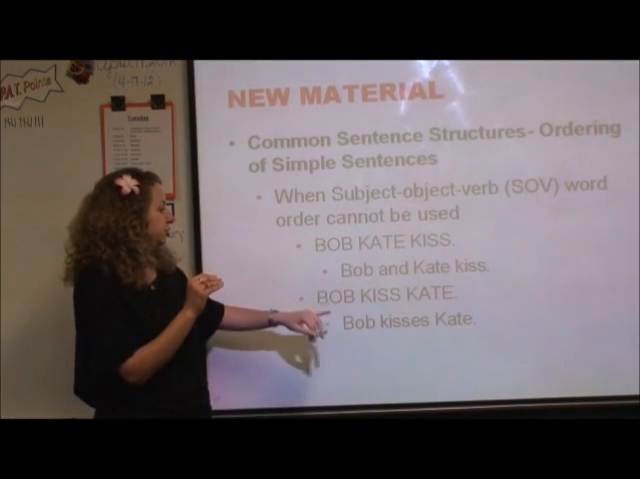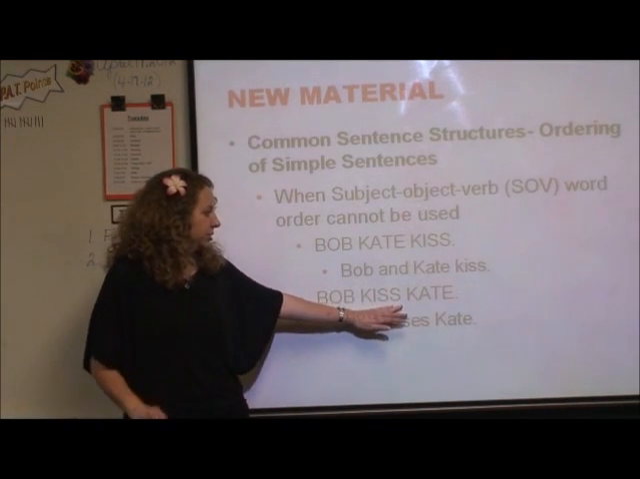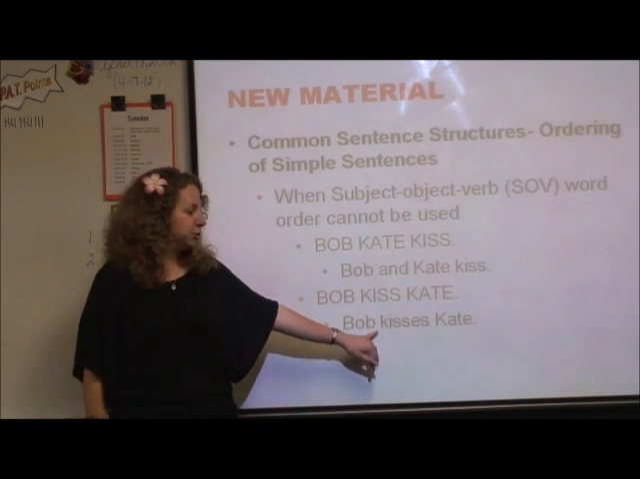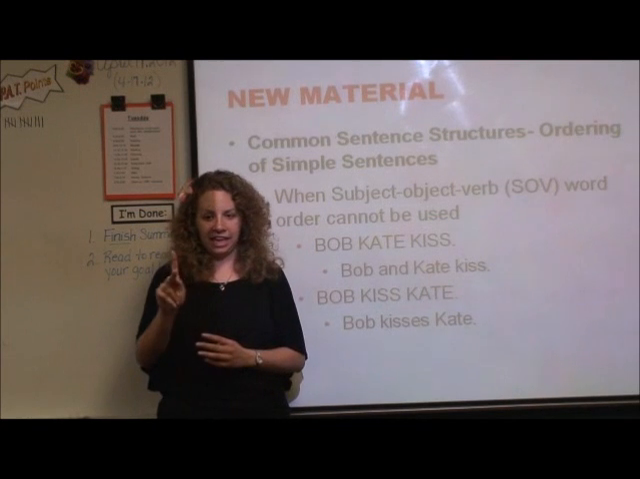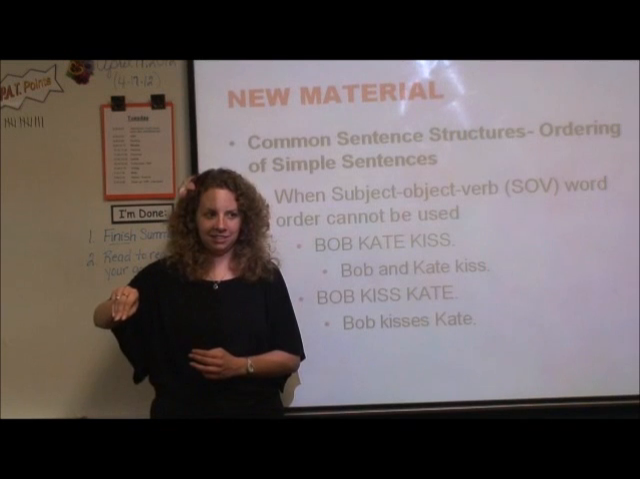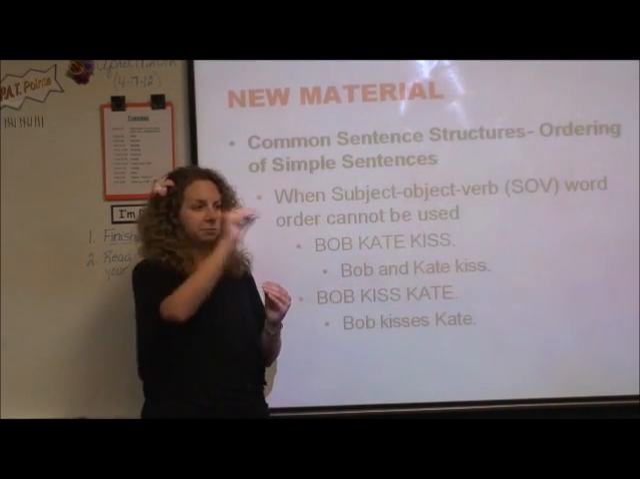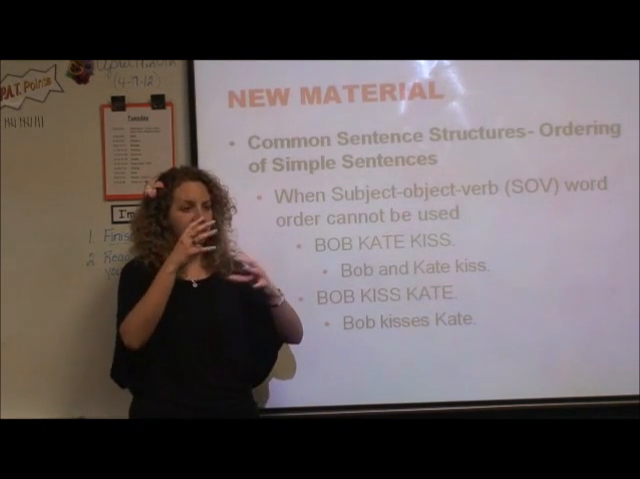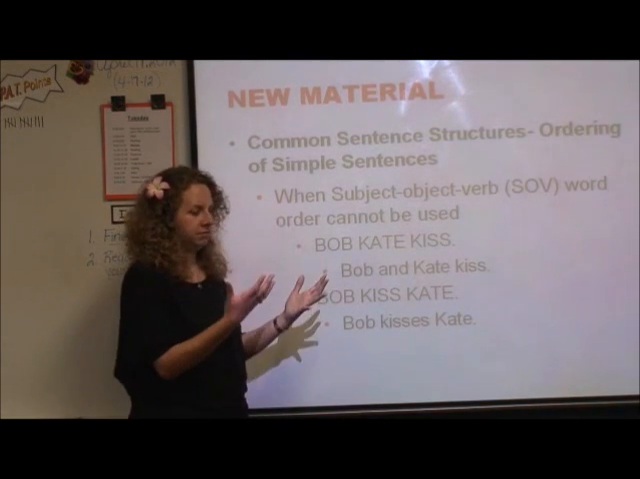But if we change it around, and we do Bob as the subject, then the verb and the object, it gives you a completely different meaning. It would mean that Bob kissed Kate, not that they kissed each other. Or you could do Kate kissed Bob, and so it adds a different dimension. When something like that would change the meaning, then you don't do it; you just sign it the way that explains it best.